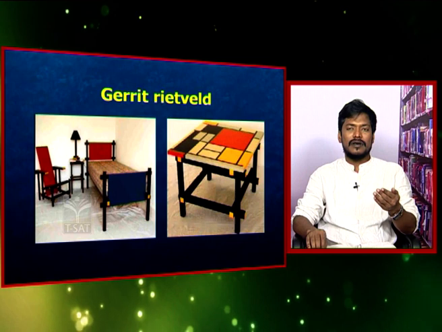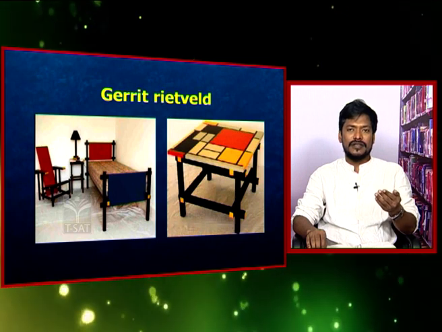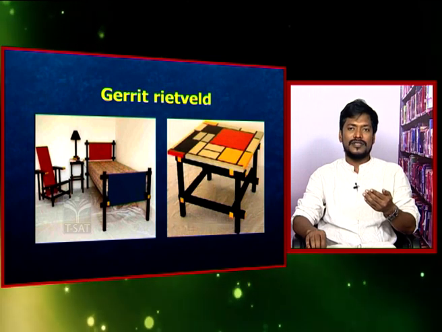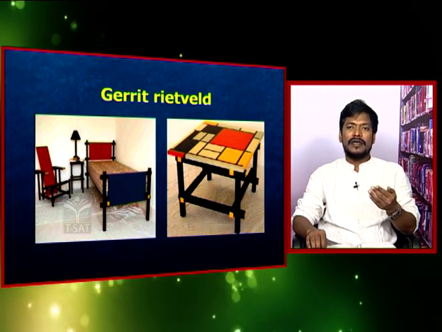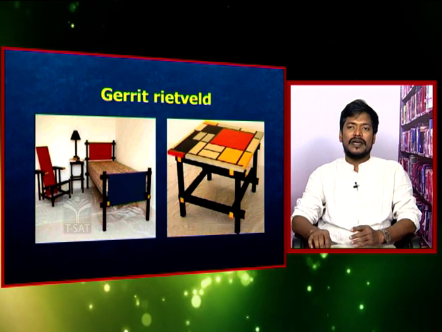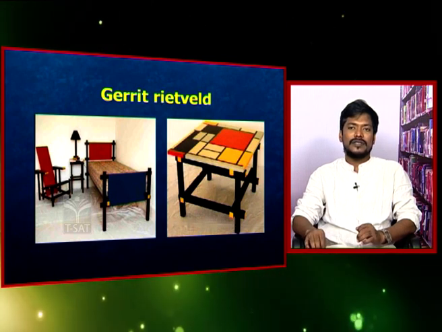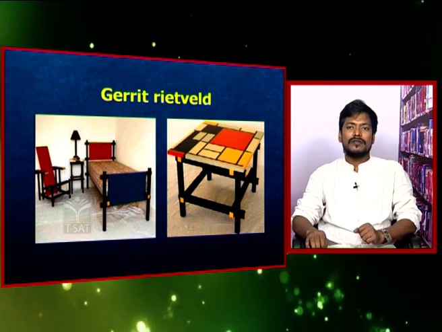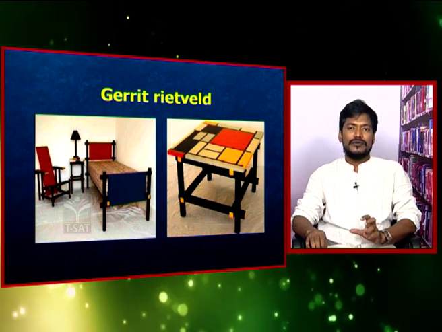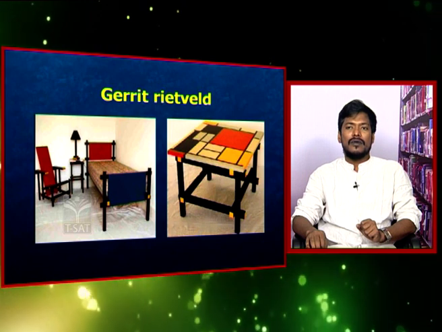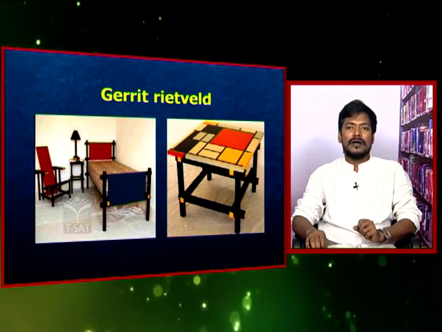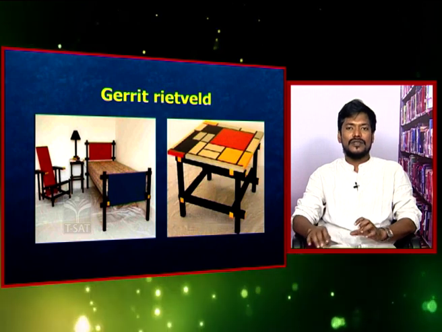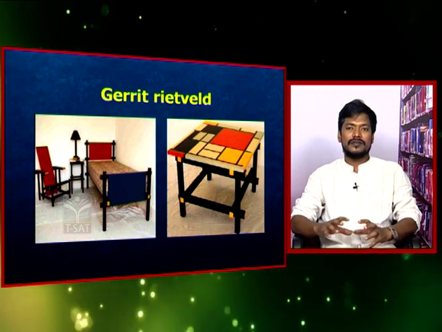For example, the bed, the chair and the table that you see by Gerrit Rietveld. So Gerrit Rietveld was one of the important designers of the De Stijl school. So the founder members of the group included Mondrian, Van der Leck, architect, and Rietveld and J.J.P. Oud. So these were the architects, designers who were working in the De Stijl movement.